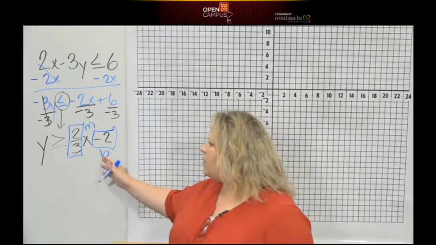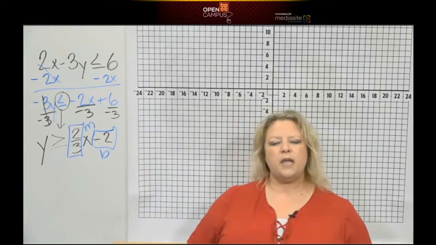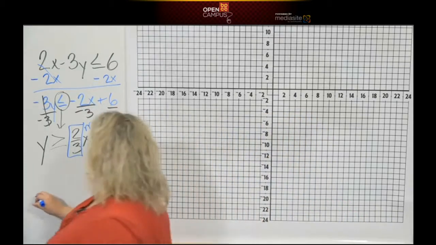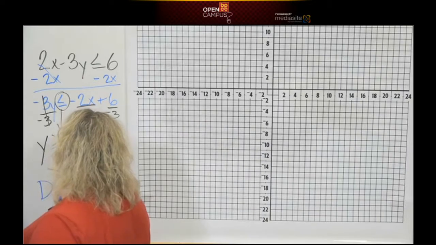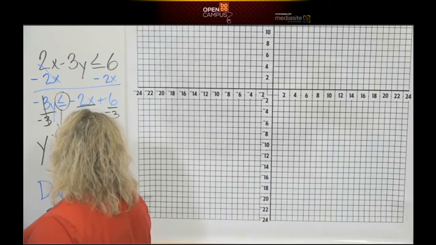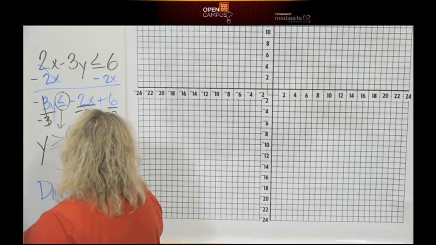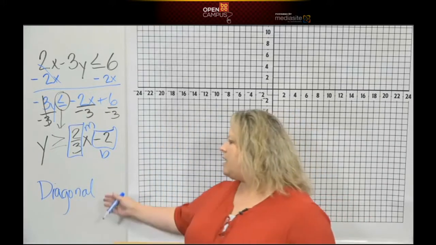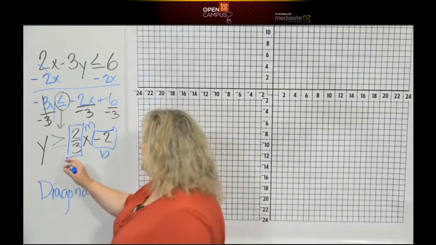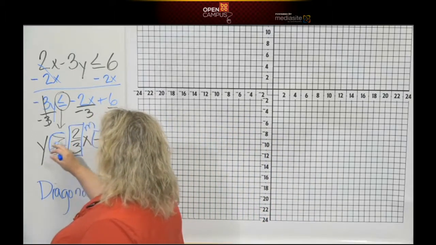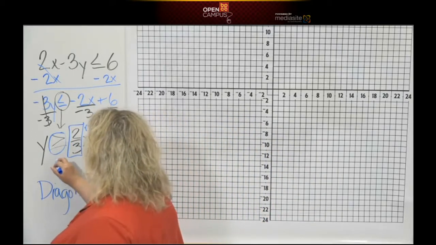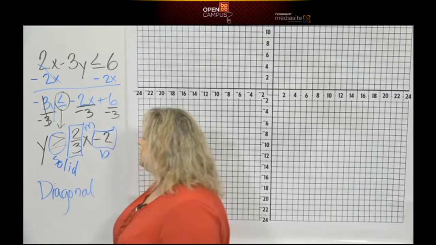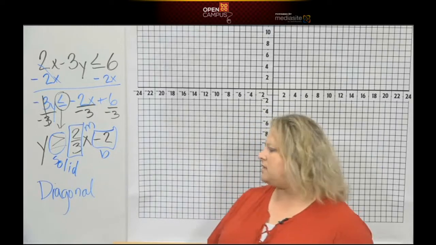Now the next thing I want to know is, I have x and y, so what kind of line is this? It's a diagonal line, that's right. So let's write that. Diagonal. And then I have to decide, is it solid or is it dotted or broken? Well, to do that, I look at my inequality sign. I have a greater than or equal to, so this is solid. A solid line, so that's going to be easier for us to graph.